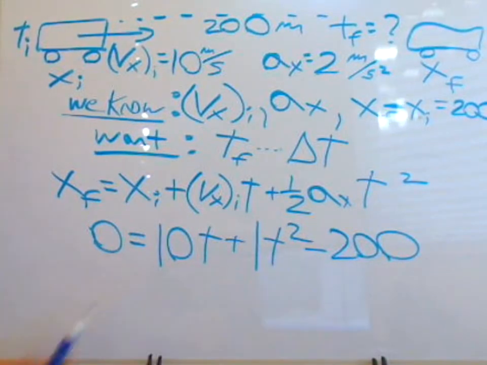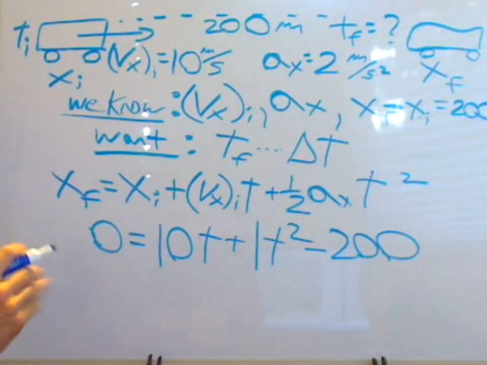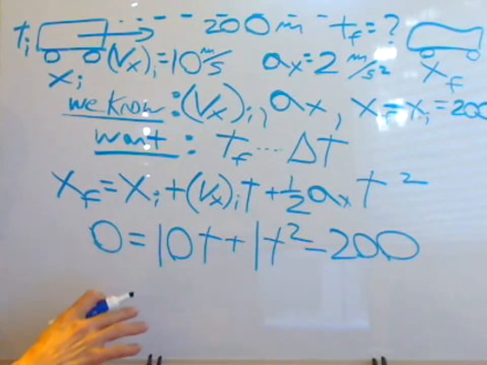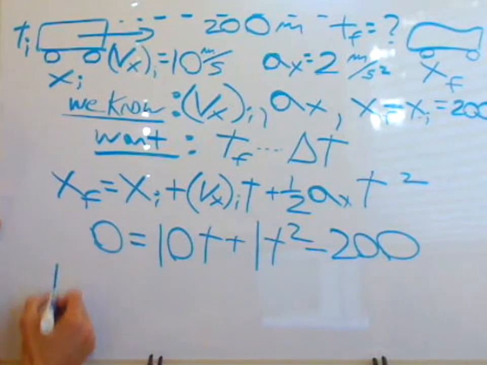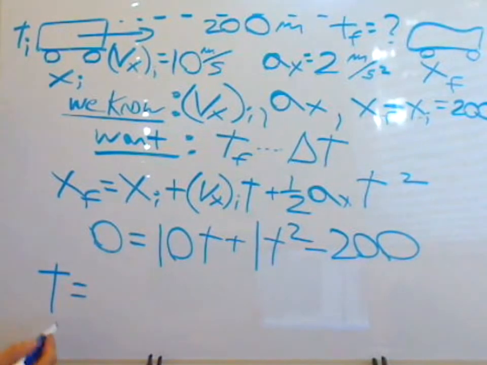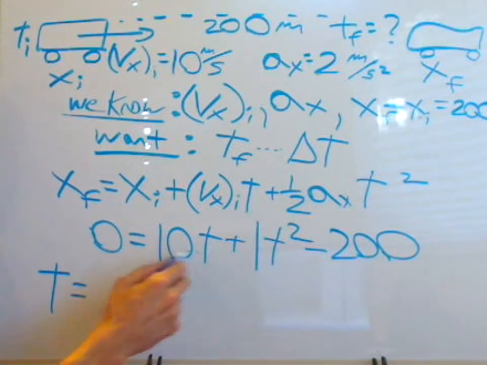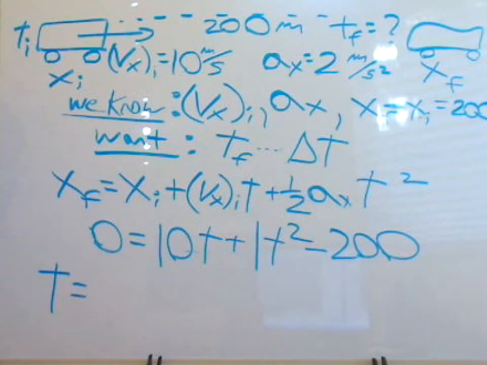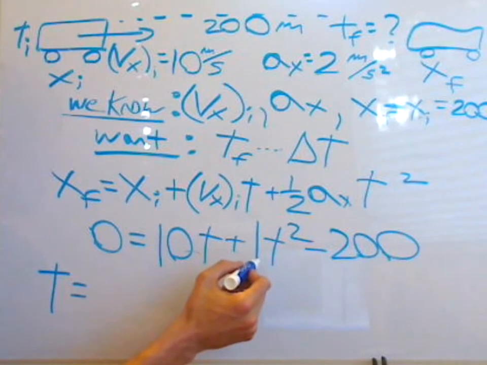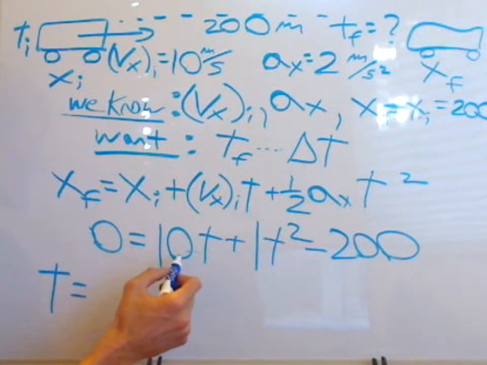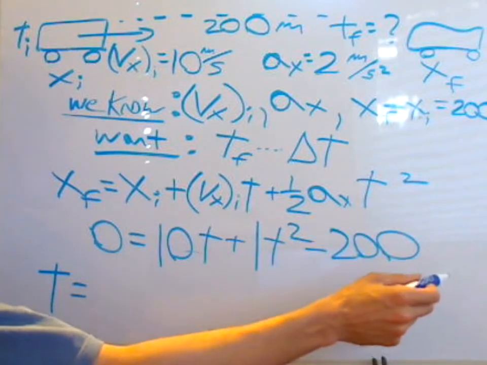We now have a quadratic equation, and we need to go to the quadratic formula to actually solve this. Remember, the quadratic formula is on the slide that has this problem, and I'm not going to write it out again. It allows us to solve for the time. The solution is negative b plus or minus the square root of b squared minus 4ac. So a is 1, b is 10, and c is minus 200.